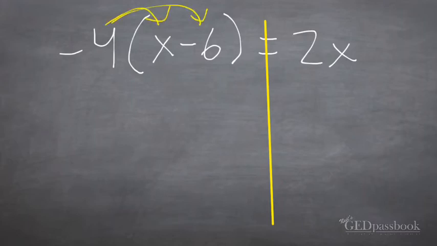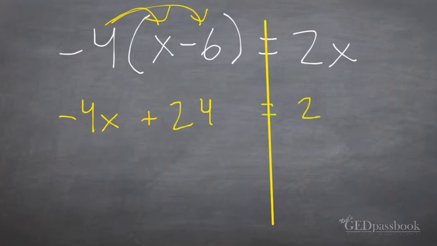So tell me, what's negative 4 times x? Negative 4x. What is negative 4 times negative 6? Positive 24. Nice catch. Equals 2x. All right. So, well, I jumped ahead.